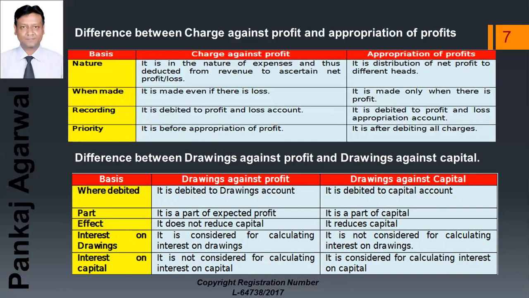Effect: drawings against profit do not reduce the capital, whereas they reduce the capital in case of drawings against capital. That is the reason why, when we prepare the fixed capital account, we debit the amount of permanent withdrawals in the capital account. Interest on drawings is calculated on drawings against profits, whereas drawings against capital are not considered to calculate interest on drawings. Interest on capital is not calculated on drawings against profits. In case of drawings against capital, it is considered for calculating the interest on capital.